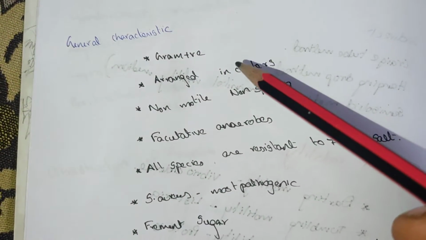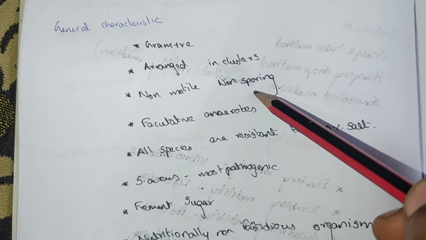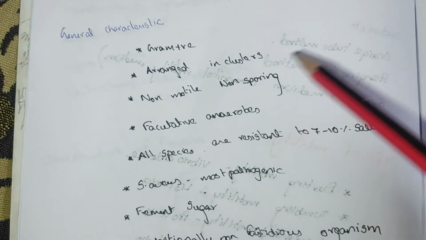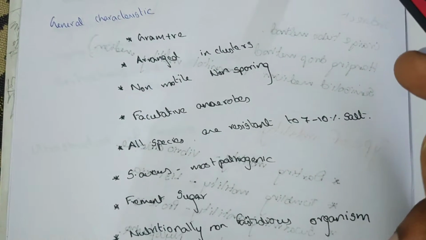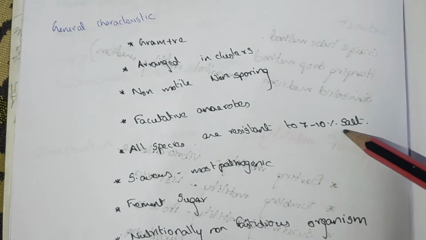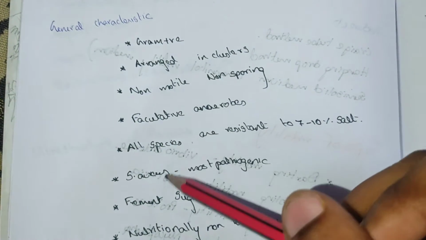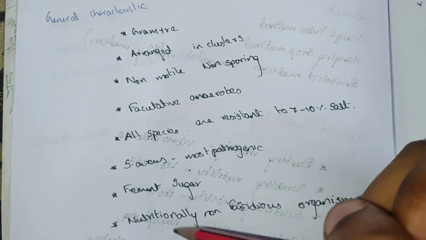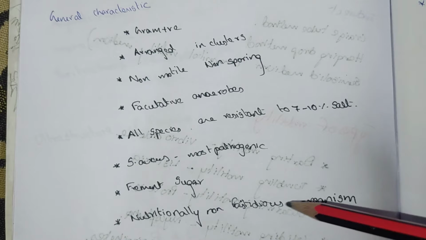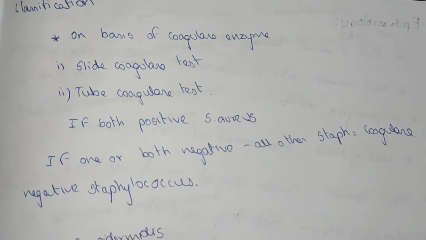Staphylococcus is a gram-positive organism arranged in clusters, and it is a non-motile, non-sporing, facultative anaerobe. All species of Staphylococcus are resistant to 7 to 10% salt. Of all species, Staphylococcus aureus is the most pathogenic. This causes most diseases, and it ferments sugar, and it is a nutritionally non-fastidious organism.